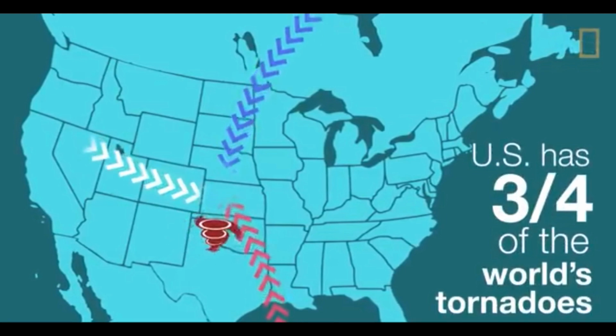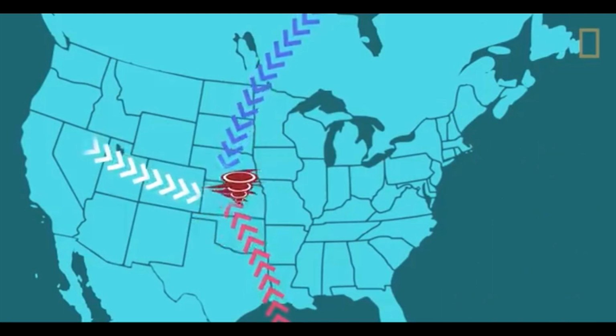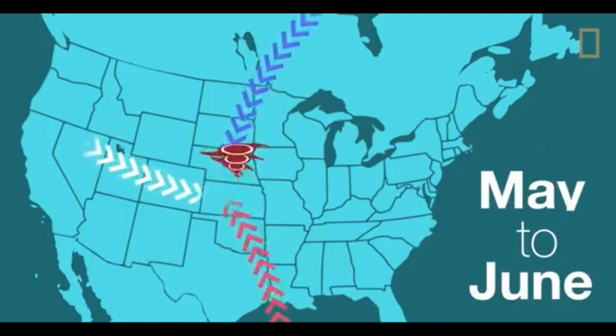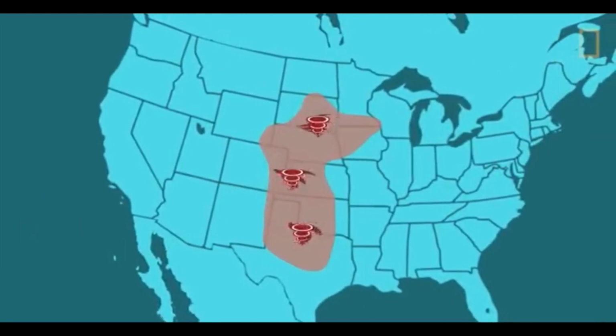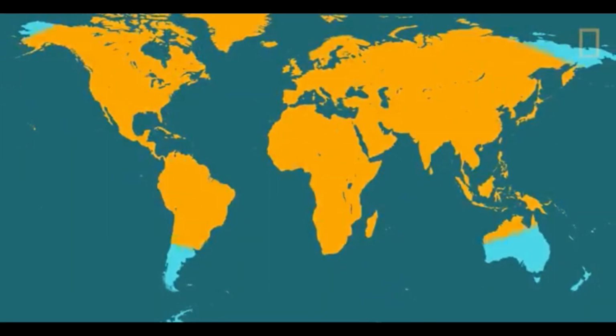Nearly 3/4 of the world's tornadoes occur in the United States, and the peak season is between May and June. A majority touch down in Tornado Alley, a section of the central United States, but tornadoes have been recorded in all 50 states and on every continent except Antarctica.